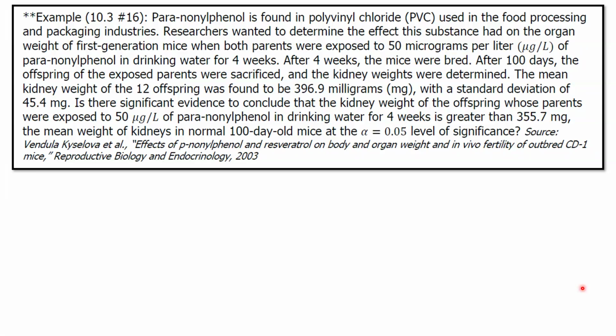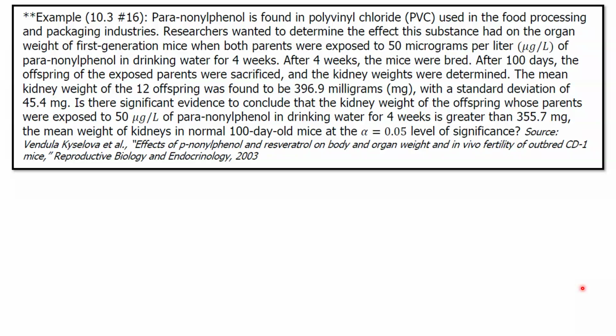Para-nonphenol is in a polyvinyl chloride used in the food processing and packaging industries. Researchers wanted to determine the effect this substance had on the organ weight of first-generation mice when both parents were exposed to 50 micrograms per liter of this substance in drinking water for 4 weeks. After 4 weeks, the mice were bred. After 100 days, the offspring of the exposed parents were sacrificed and the kidney weights were determined.